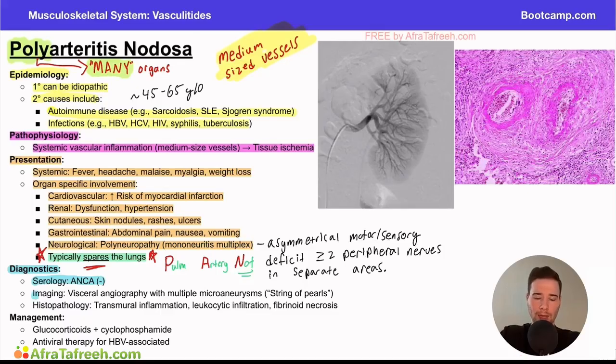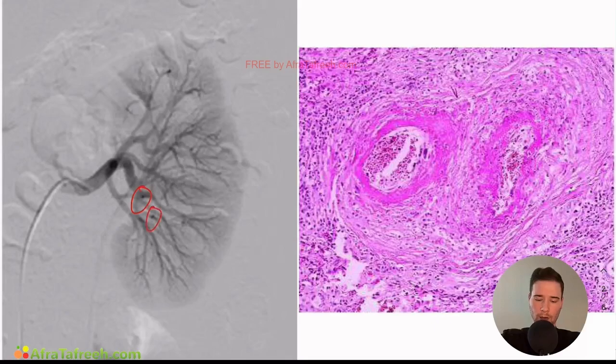We also need to consider that imaging is important, and that visceral angiography will show multiple microaneurysms in a string of pearls appearance. So if you draw your attention to this image up here, you can appreciate a lot of these aneurysms that they're showing in the image. Again, as the vessels become inflamed and damaged, they can have some bulging effect, or aneurysms, that actually present. And we can see these.